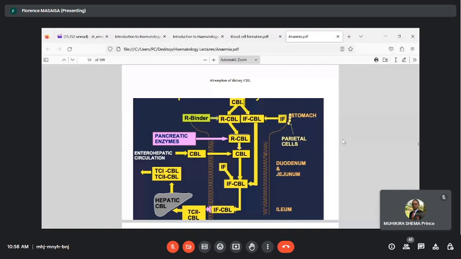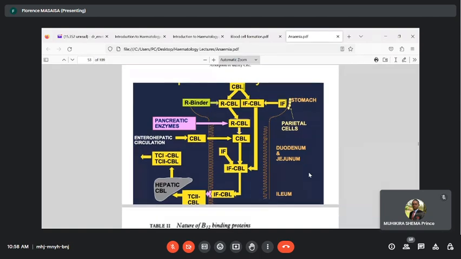Cobalamin from the food we eat binds to the R protein, which is produced by the pancreas. But at the stomach, at the parietal cells, there is a production of intrinsic factor. The intrinsic factor is the one facilitating the binding of cobalamin to intrinsic factor. So intrinsic factor-cobalamin will be the one to facilitate the absorption of vitamin B12, which is really done in the area of the duodenum, jejunum, and ileum.